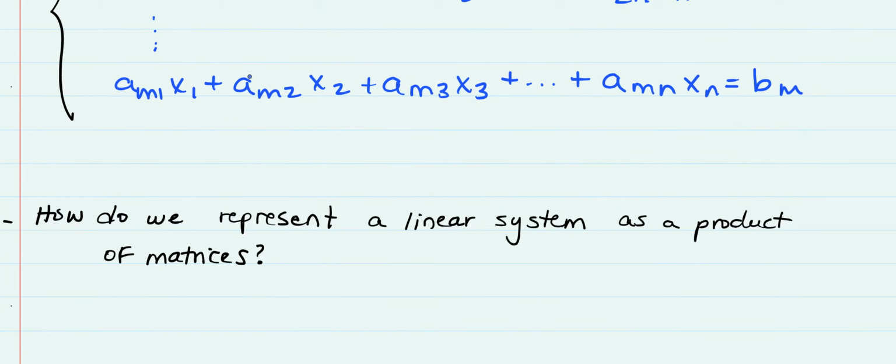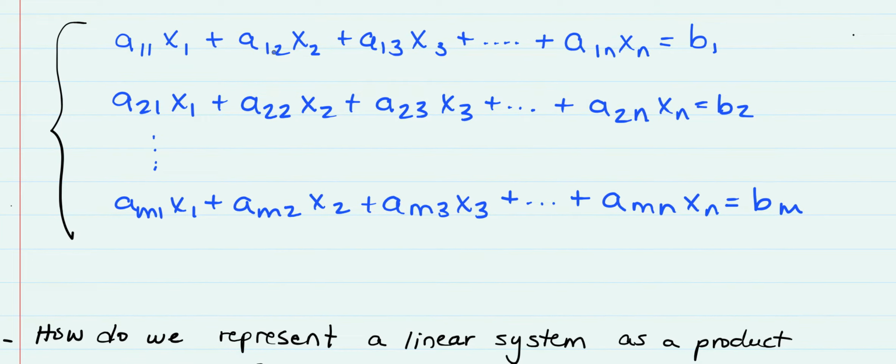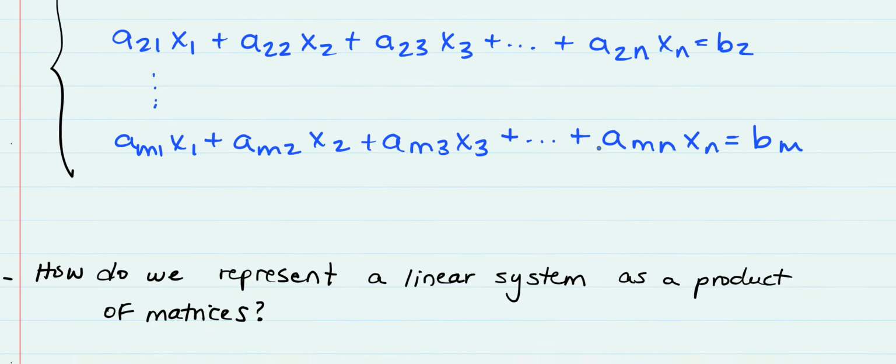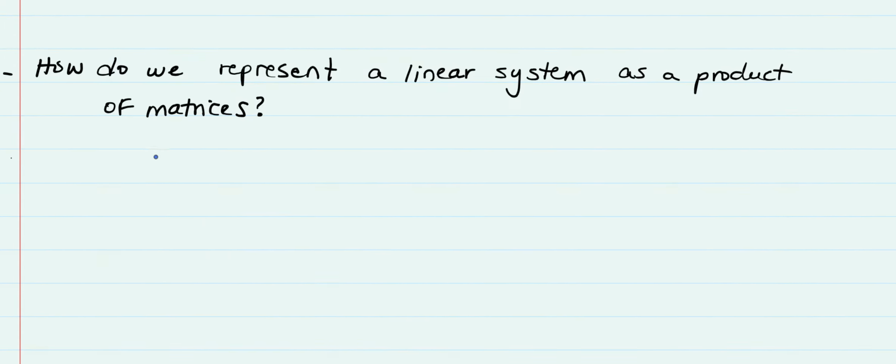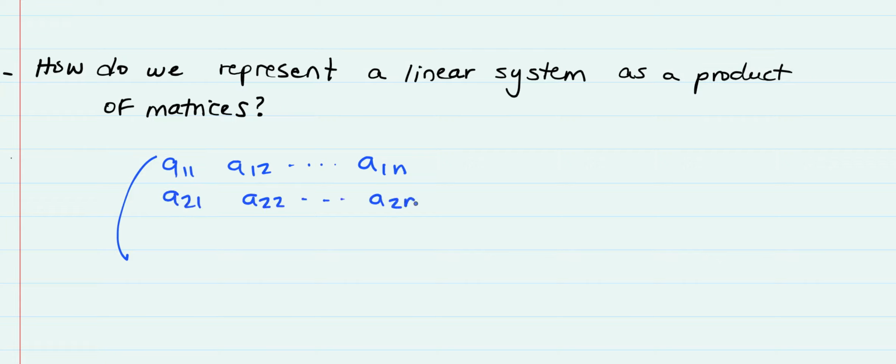So what I'm going to do is take each one of these coefficients in front of the x's and put them in a matrix. And I'm going to call that matrix A. So I have A11, A12, all the way to A1n, A21, A22, A2n, and keep going.